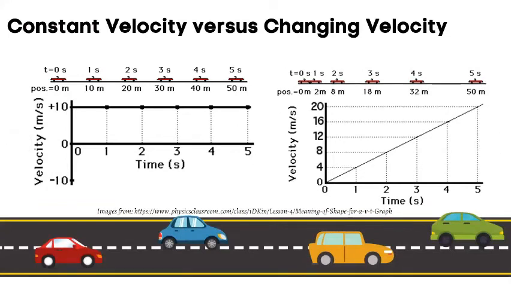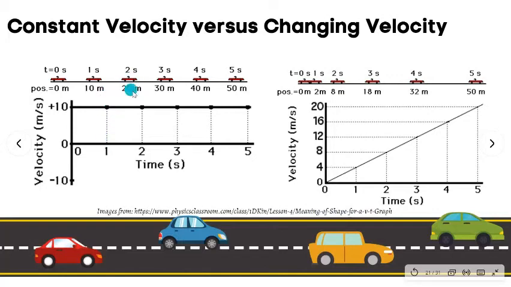Okay, so now let us know what is the difference between the constant velocity and the changing velocity in terms of graph. So this is an example. As we can see here, this is the position of our car at a specific time. So we can say that at position 10 meter, na-cover niya po in 1 second. So yung velocity nito is 10 meters per second. So when we plot it on our graph, you will have this one.